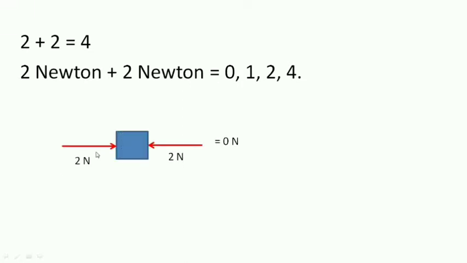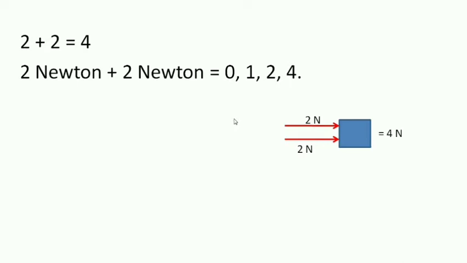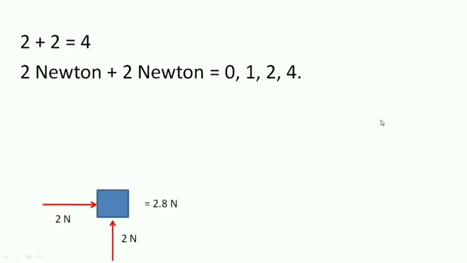When we apply 2 Newton and 2 Newton to an object from opposite sides, we'll get 0 Newton as the resultant. If 2 Newtons are applied to an object in the same direction, we'll get a resultant of 4 Newton. And if we apply 2 Newton perpendicular to each other, we'll get 2.8 Newton as the resultant.